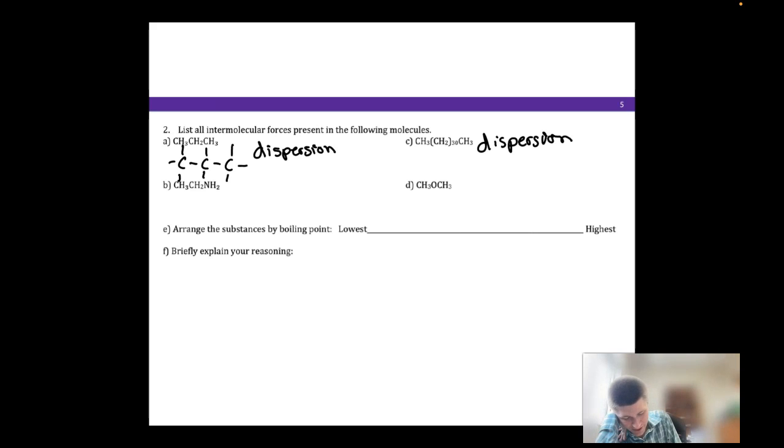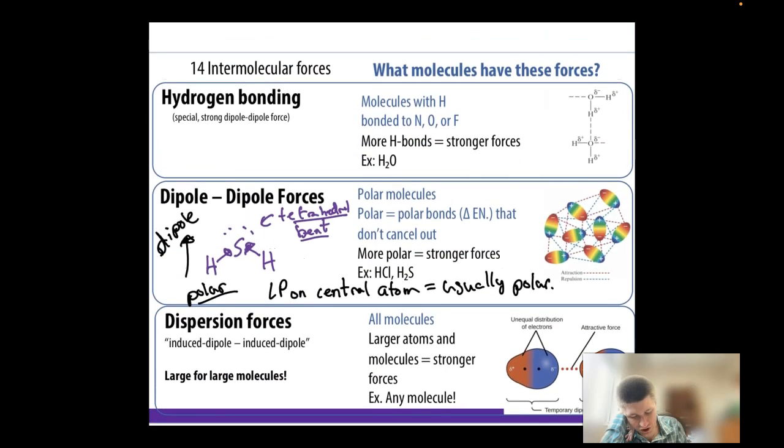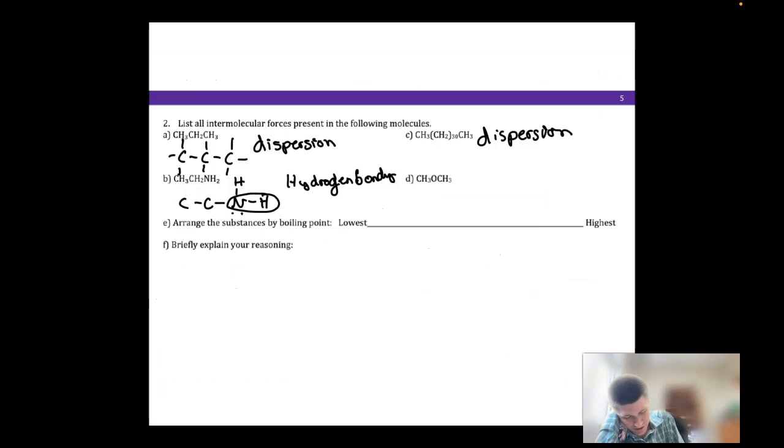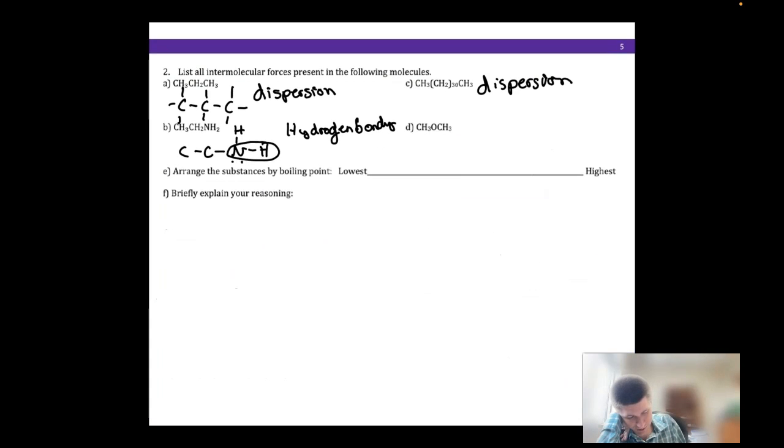CH3, CH2, NH2. Again, if I think about what the Lewis structure looks like, I'm going to have N bonded to H over here. This N-H bond means I have hydrogen bonding. Anytime I have hydrogen bonding, I'm also going to have dipole-dipole forces because remember, the definition here is that hydrogen bonding is a special strong type of dipole-dipole force. So by definition, if I have hydrogen bonding, I also have dipole-dipole forces. That gives us all three present in this molecule.